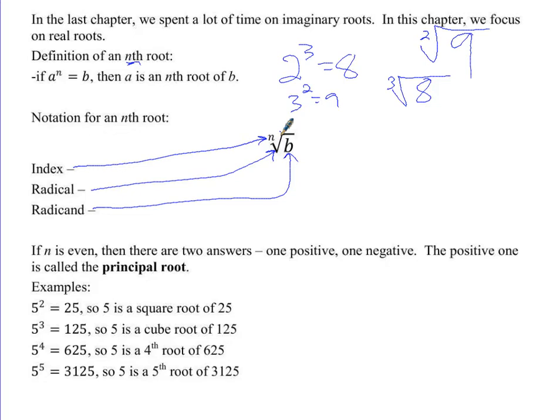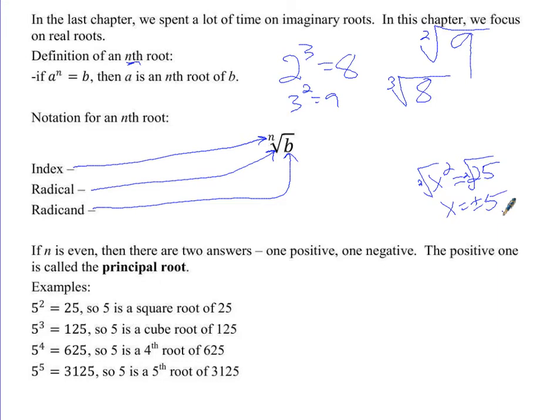Now, we also already kind of know this next sentence right here. If n is even, then there are 2 answers. Like when we take the square root of an equation, if I have x squared equals 25, then we take the square root of both sides, and we wind up with x equals plus or minus 5. N is even. This is a 2 sitting right here. I took the square root of a number. The index was even. If the index is even, then there are 2 answers. One's positive, one's negative. That's why we're writing the plus or minus there.